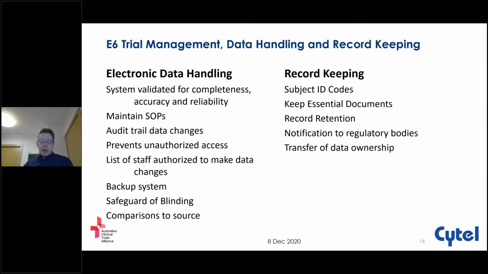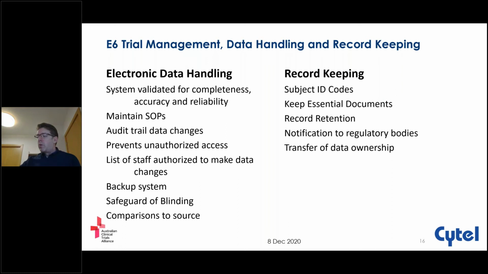This one is around systems, and so this is around trial management, data handling, and record keeping. There's a bit of guidance in here about electronic data handling, and that says that this system should be validated for completeness, accuracy, and reliability, and validated means documented. So there should be SOPs, audit trails of data changes, access should be limited, there should be a backup system, and there should be a safeguard to blinding, and the ability to compare to source is important.